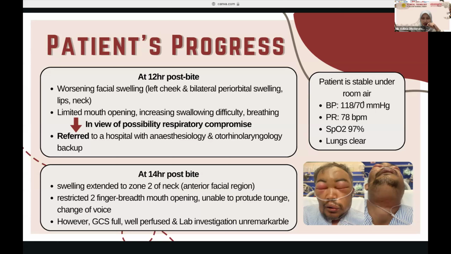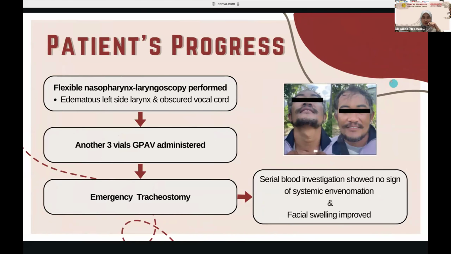All right. The approach suggested by all three panelists was similar to what they expected to do. In this patient, they did a flexible nasopharyngolaryngoscopy and noted an edematous left side larynx and obscured vocal cord. Afterwards, another 3 vials of the green pit viper antivenom were administered, and then they proceeded with emergency tracheostomy because of the progressive swelling.